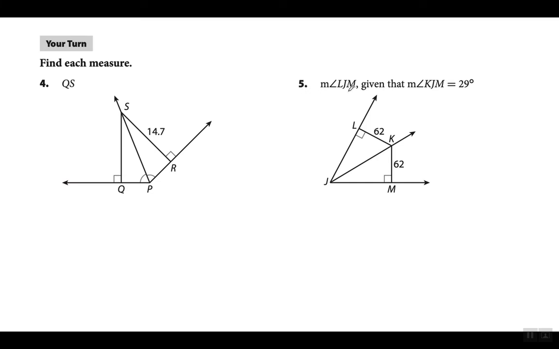All right, look at number 5. The measure of angle LJM, that's what we got to find, given that the measure of angle KJM is 29 degrees.